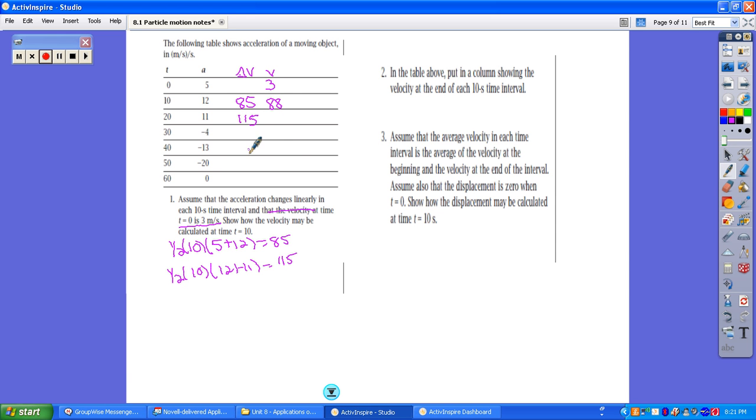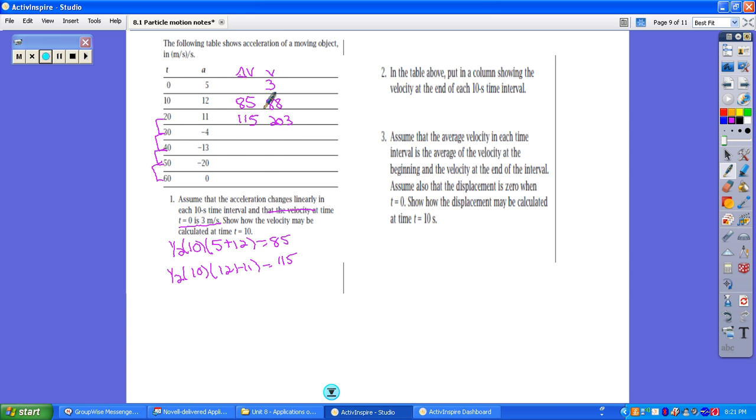And then we add it to our original velocity, which is 88, and that gives us 203. And we would do that for each one. For each time interval, you would have a trapezoid, and you would find the area.